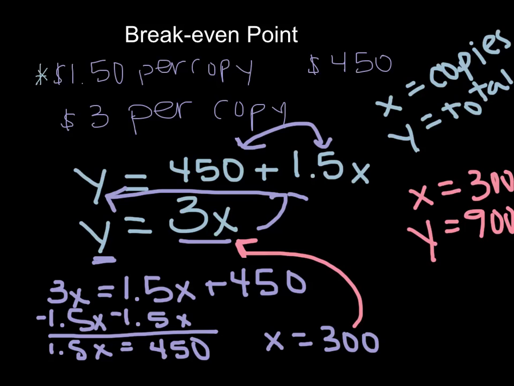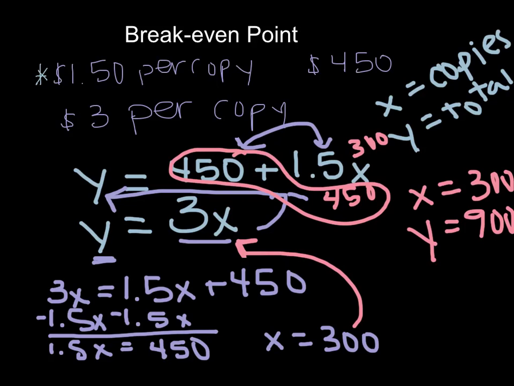If you plug in 300 right here, sorry, I'm making a mess of things, 1.5 times 300 is 450. And what's 450 plus 450? You got it, 900. So you know that that solution worked for both of them. So the question was, how many copies of the newsletter must be sold to break even? Well, when the cost and the profit are the same at $900, they've broken even. They would have spent $900 and they would have earned $900 even.